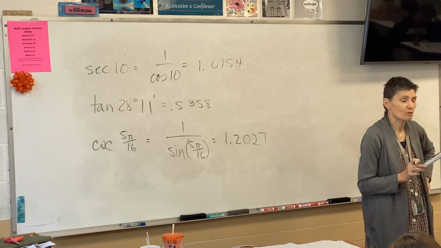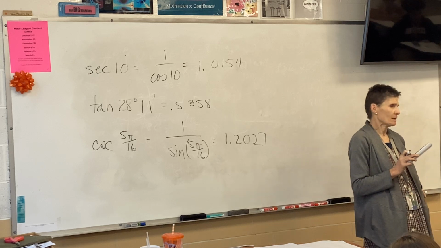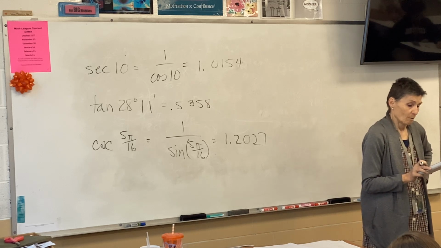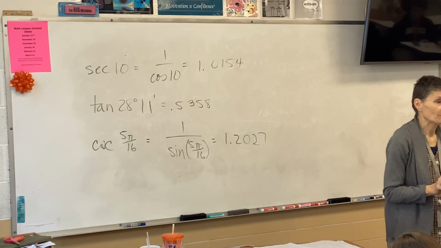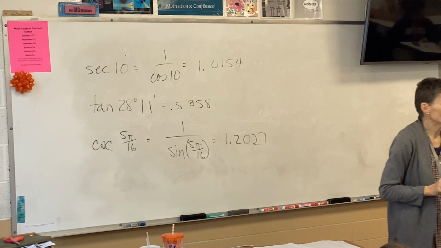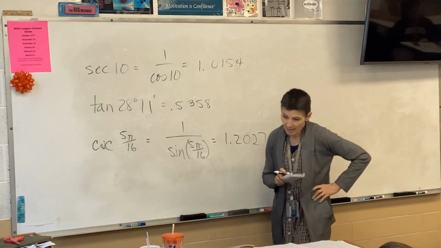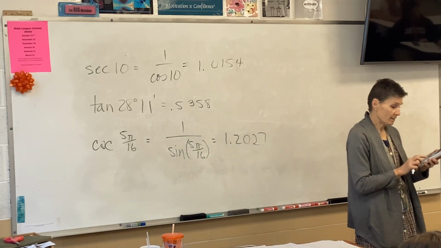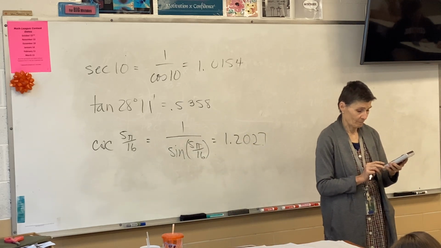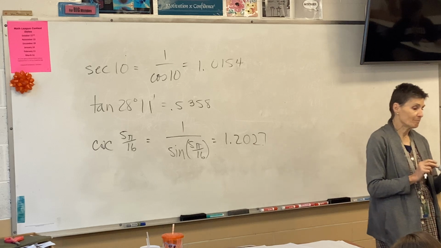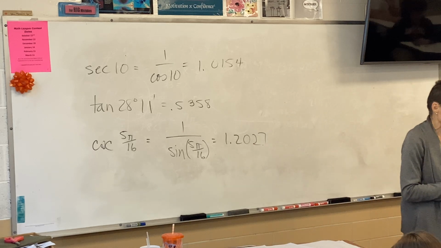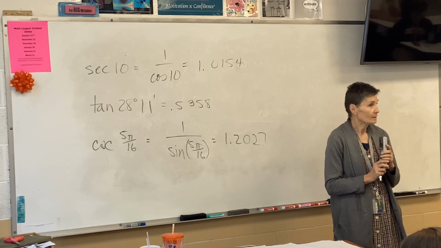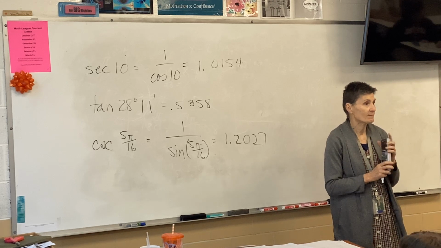Some of the trig functions are negative. You might be thinking, how can that be? We'll figure it out. What did you get for cosine pi over 9? 0.9397? Yeah. And then the last one, how do we do cotangent 2? 1 divided by tangent 2. Negative 0.4577.